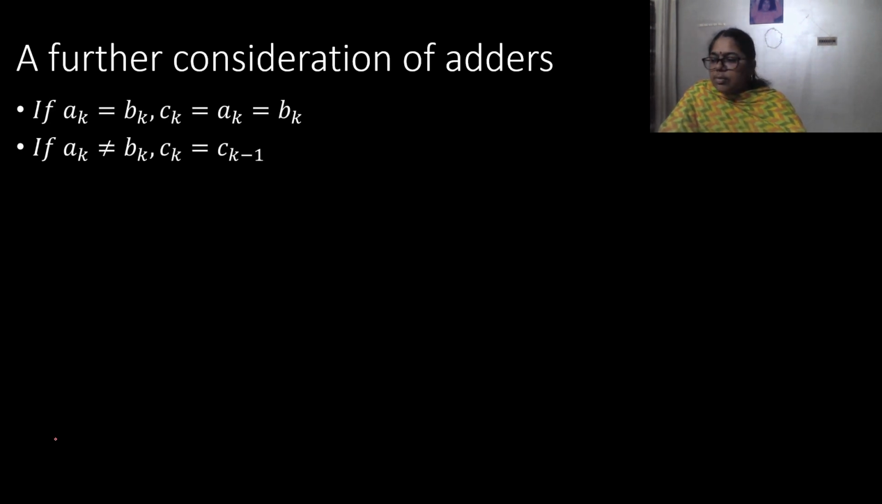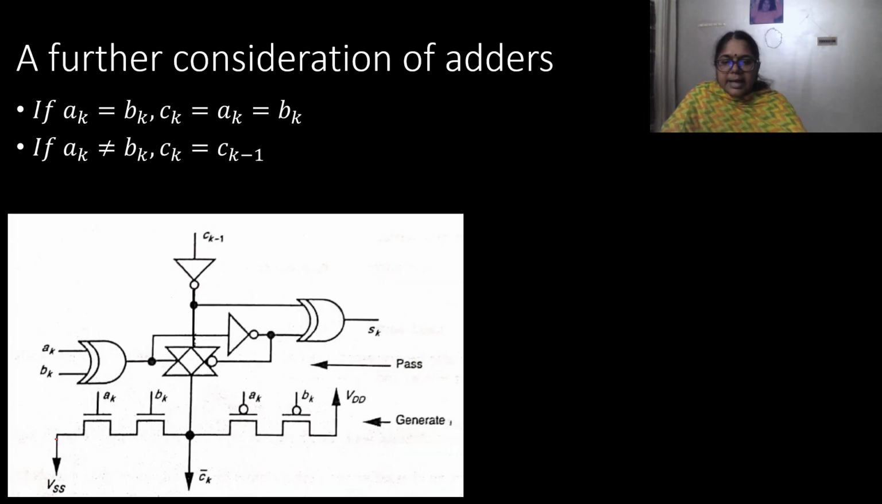Now we have the condition as I had already explained previously. If A is equal to B, then the new carry is equal to A, which is equal to B. But if A is not equal to B, then the new carry will be equal to the old carry. Thus, we can make use of the transmission gate and the pass transistors to perform this particular operation. The previous circuit was the CMOS circuit. We had used the CMOS technology. We can instead make use of the pass transistors and the transmission gate, that is, switch logic can be used.